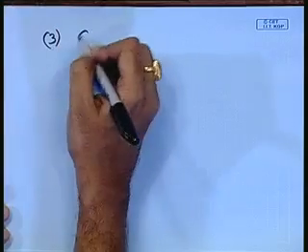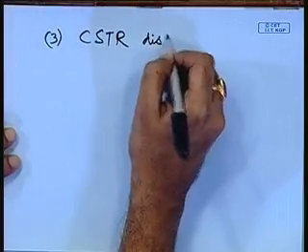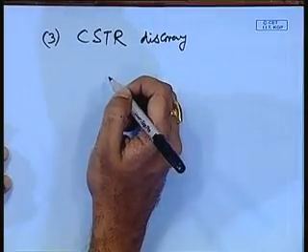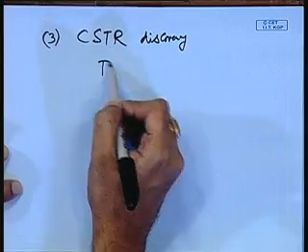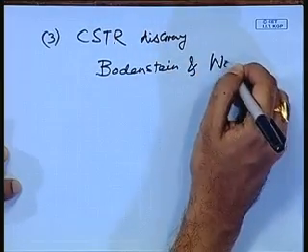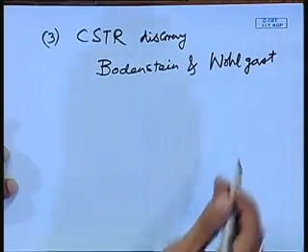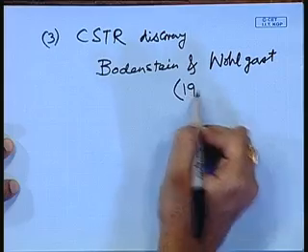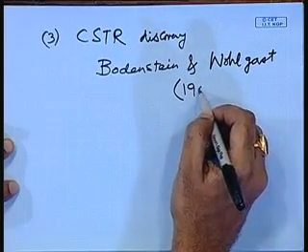Then what happened was the CSTR was discovered a little after that, and that became a big breakthrough in the whole of chemical reaction engineering, the discovery of CSTR. The CSTR discovery was done by two German scientists, Bodenstein and Wolgast, and I forget the year. Again, I think 1908 or 1909, something like that.